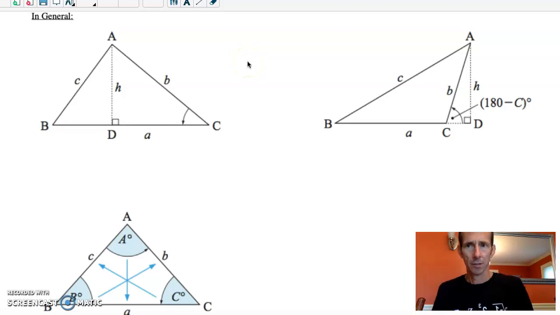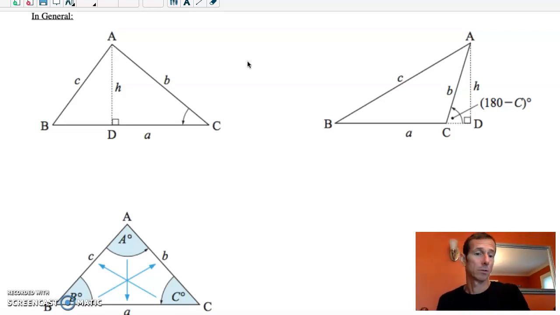All right, this is video 2 of your homework. This is now actually looking at the law of sines and using the law of sines to, I guess we'll call it, solve a triangle. And it depends on your triangle.